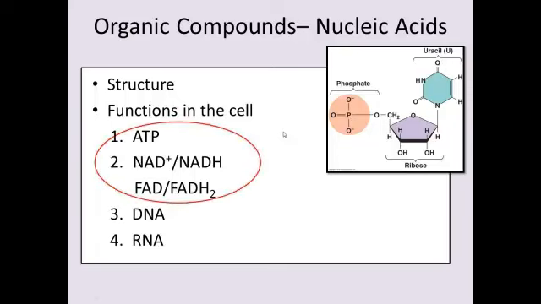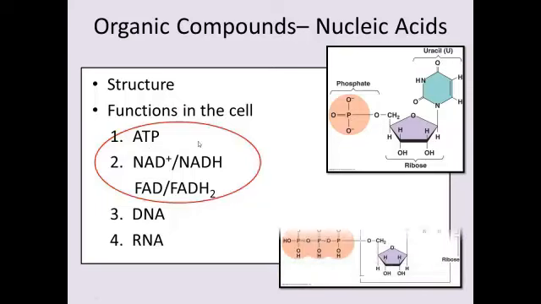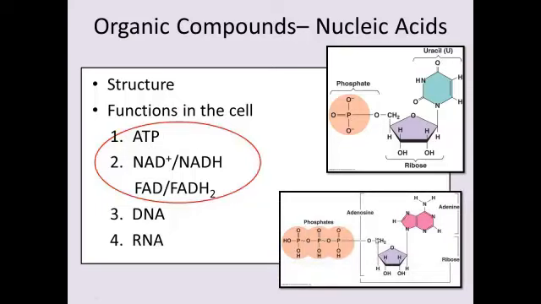These 3 groups, ATP, NAD+, and its other form, NADH, FAD, FADH2, are involved in energy transfer within the cell. You've probably heard of ATP, so let's look at ATP. Here is ATP. We have our ribose, we have our adenine, and together, this is adenosine. Now, when you put 3 phosphates on, it's adenosine triphosphate, or ATP.